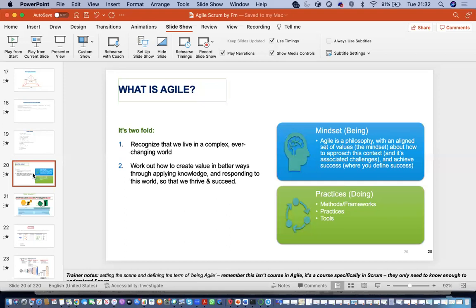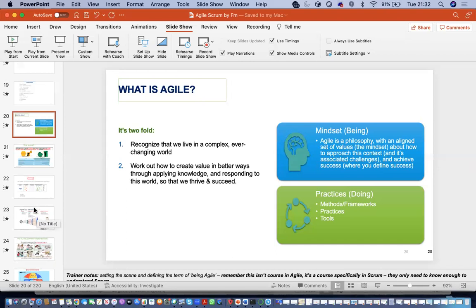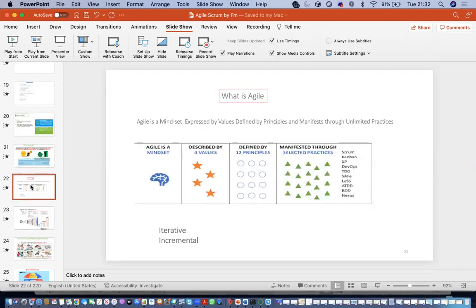All right. So let's just describe what Agile is. We'll say that Agile is a mindset expressed by values, defined by principles, and it manifests through unlimited practices. Those practices were part of the ones that I mentioned earlier. You see the mindset, the values, the principles, and then the practices like Scrum, Kanban, extreme programming, DevOps, TDD, LeSS, SAFe, ATDD, BDD, and many others like that.